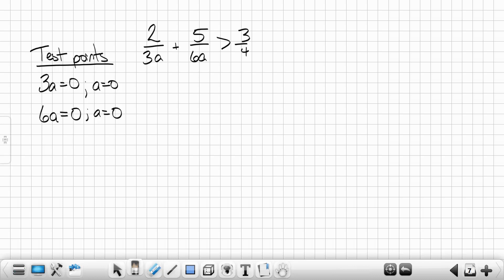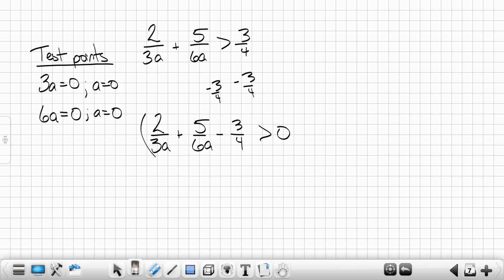So first of all, let's get a common denominator amongst all these. 12A. So our common denominator is going to be 12A. We can move the 3/4. A lot of these steps are interchangeable. I believe 2 and 3 are pretty interchangeable here. I'm going to move the 3/4 over first. In retrospect, I like that better. So I've got 2 over 3A plus 5 over 6A minus 3/4 is greater than 0.